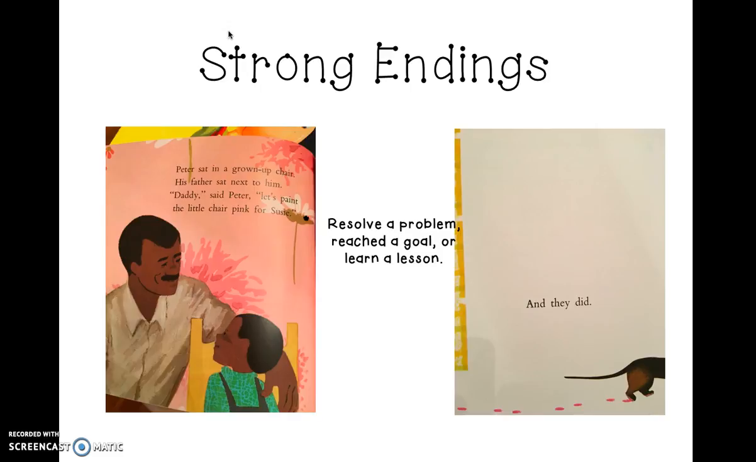And they did. So this shows that the main character, Peter, is resolving his problem by being willing to give up his baby things for his new baby sister. And he also learns a lesson to share his things and to not be selfish.